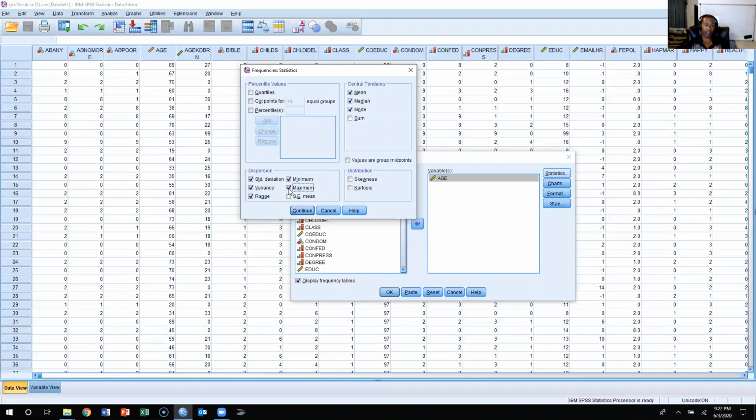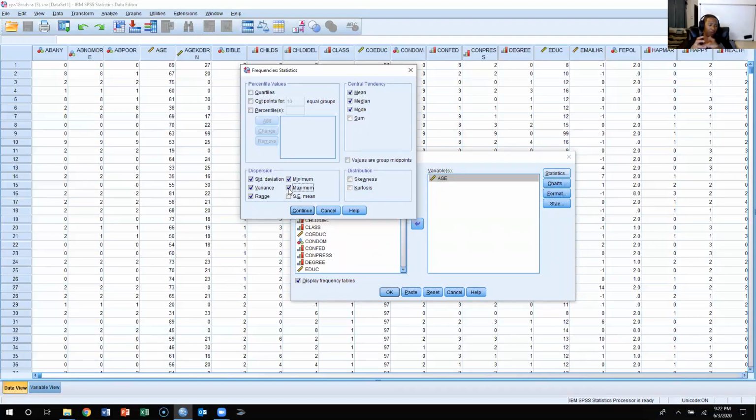Now, is there any way that SPSS can calculate IQV? Yes, but it's kind of tricky, and you won't really need to do it for this class. It's a little bit too complex to show, but there is a way to do it, but you're not going to learn it.